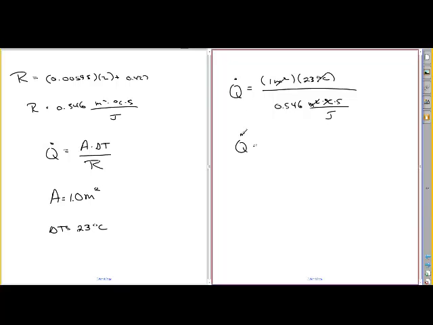And did they say what units? Find the rate of energy transfer. Okay, so 23 divided by 0.546 is equal to 42.1 joules per second, which is 42.1 watts. Okay, let me just make sure that's right before we go to the next part.